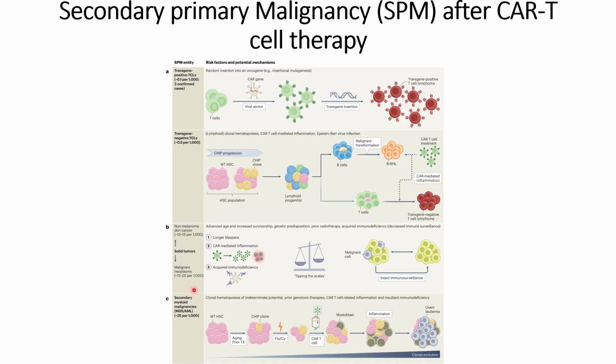The second one is secondary myeloid malignancy. In this case, myeloid malignancy has been observed in 25 per 1000 patients treated with CAR T cells. It is also based on differentiation, where wild type hematopoietic stem cells are taken and they undergo CHIP progression.